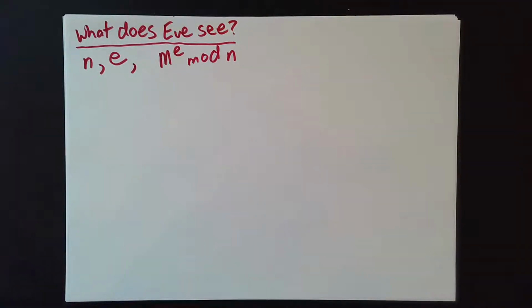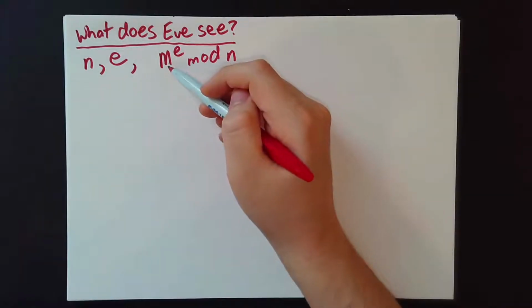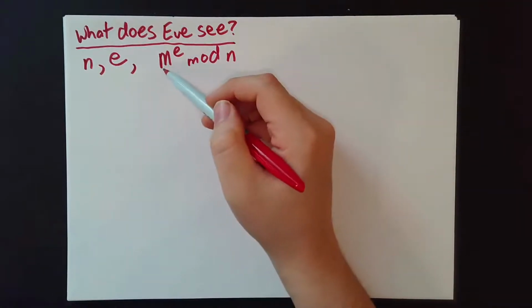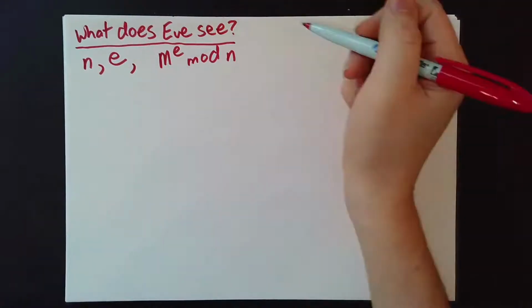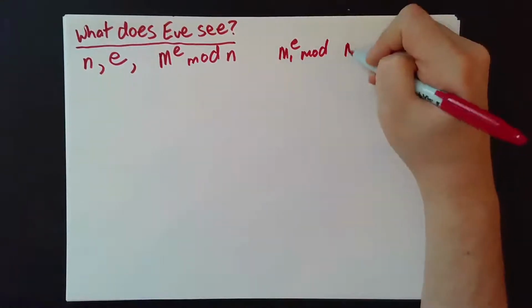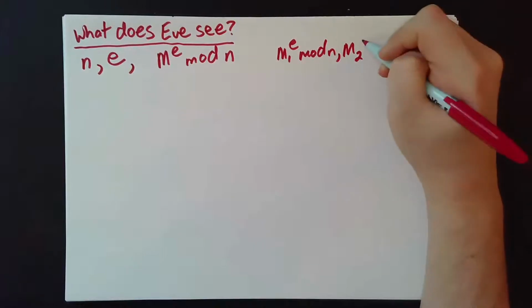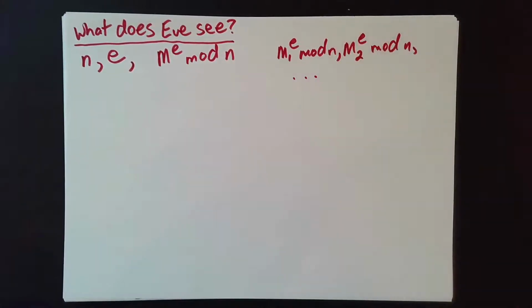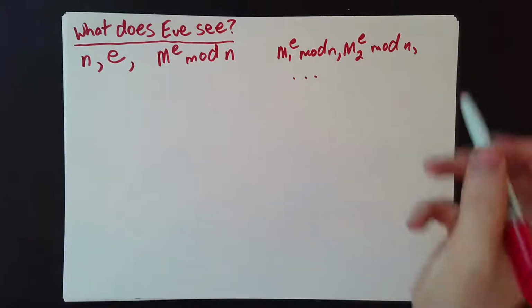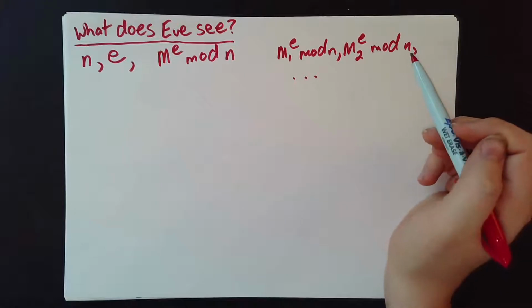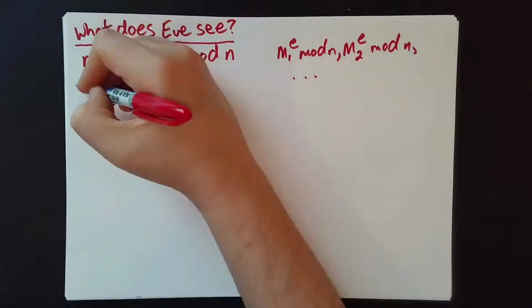And note, if you're actually using this to send a longer message, then there might not just be one message. It might be that actually Eve sees, for example, m1 to the e mod n, m2 to the e mod n, and so on. So Eve may, in fact, get to see lots of different encrypted messages, encrypted with the same n and e.